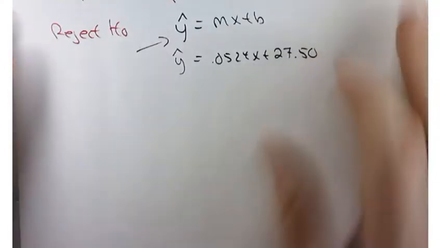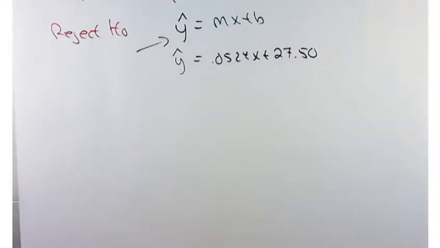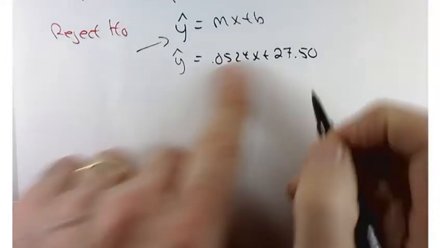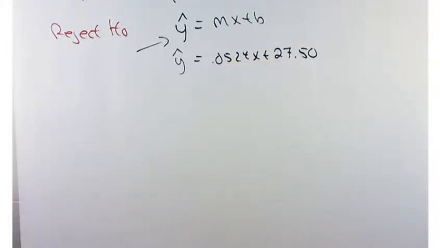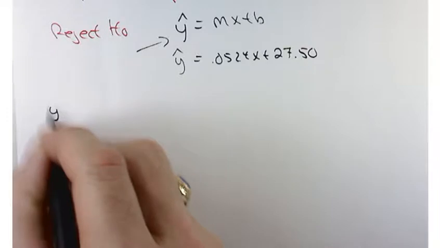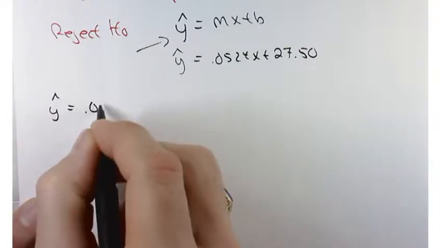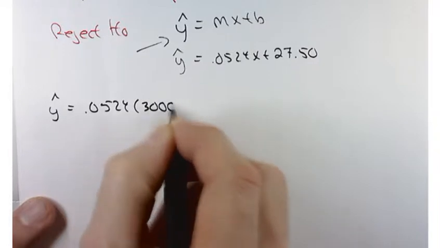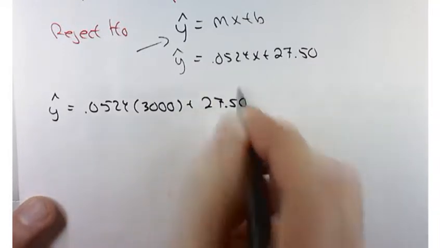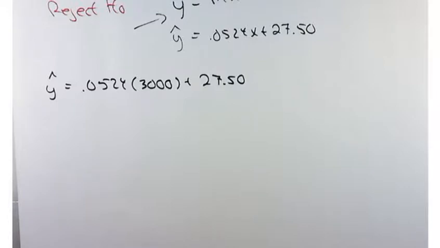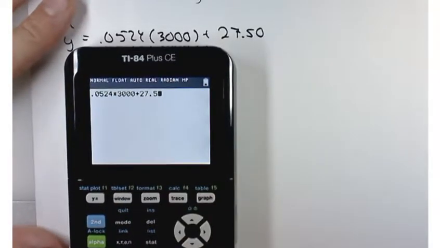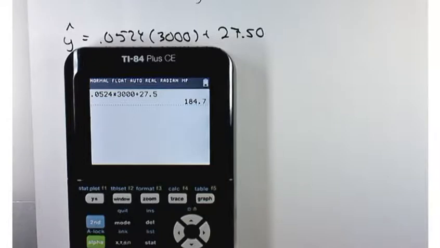There's one last thing that we're asked to do here, and that is make a prediction. What if you had a cricket chirping 3,000 times per minute? What would the temperature be? Well, probably one hot, tired, overworked cricket, but let's figure it out. 0.0524 times 3,000 plus 27.50. Let's give that a shot. 184.7.